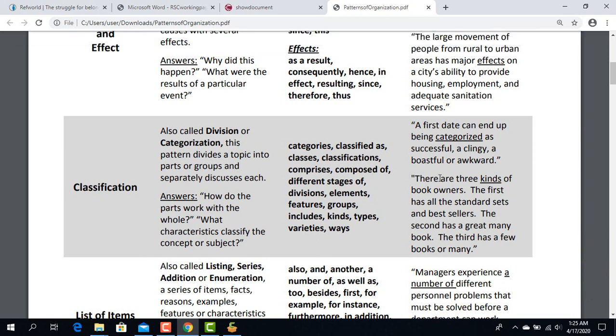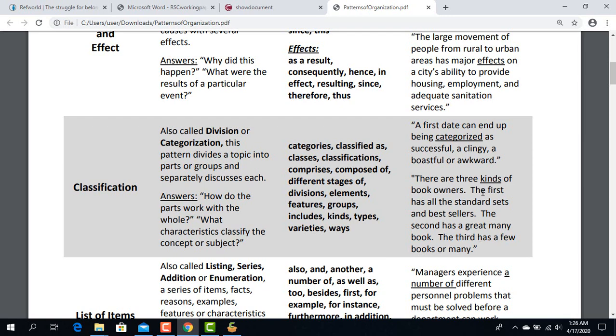Let me give you another example here. There are 3 kinds of book owners. Here's a paragraph. There are 3 kinds of book owners. The first has all the standard sets and bestsellers. The second has a great many books. The third has a few books, sold many.